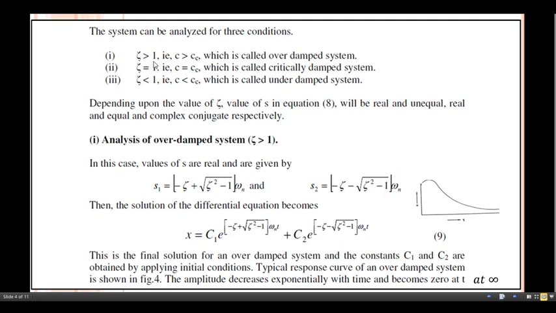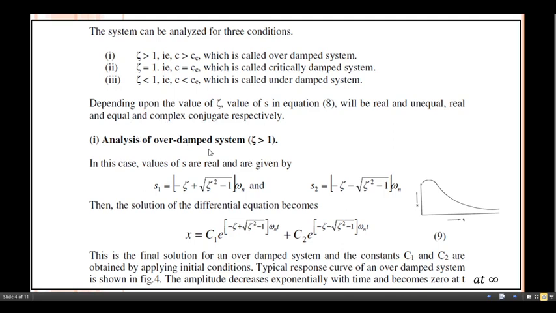First one, zeta is greater than 1, that is c is greater than cc, which is called overdamped system. Second one, when zeta equals 1, that is c equals cc, which is called critically damped system. Third one, zeta is less than 1, that is c is less than cc, which is called underdamped system. So depending upon the value of zeta, the value of s in equation 8 will be real and unequal, real and equal, and complex conjugate respectively.